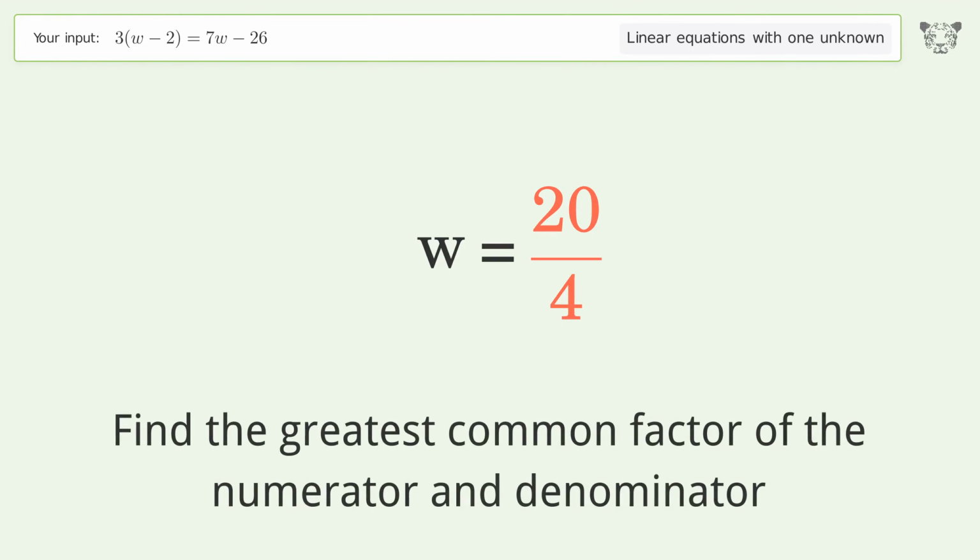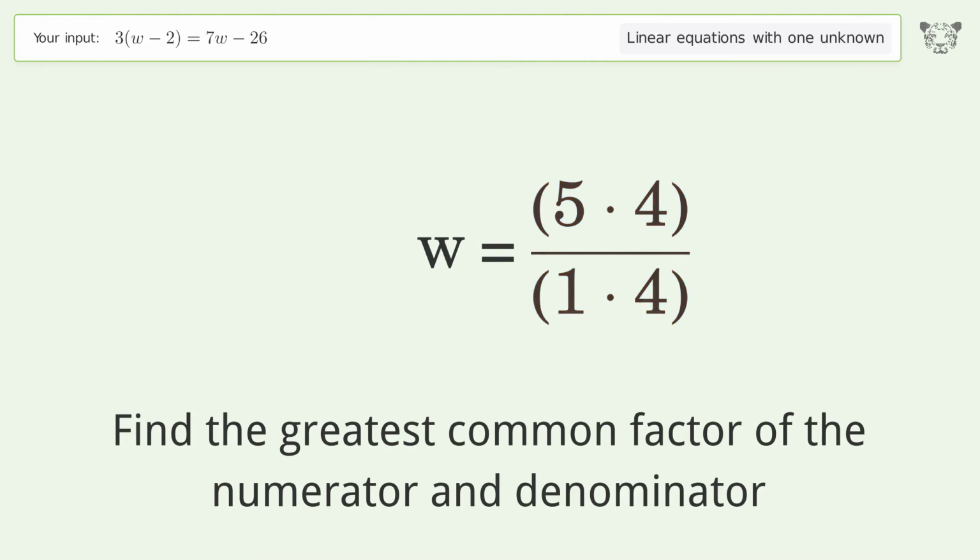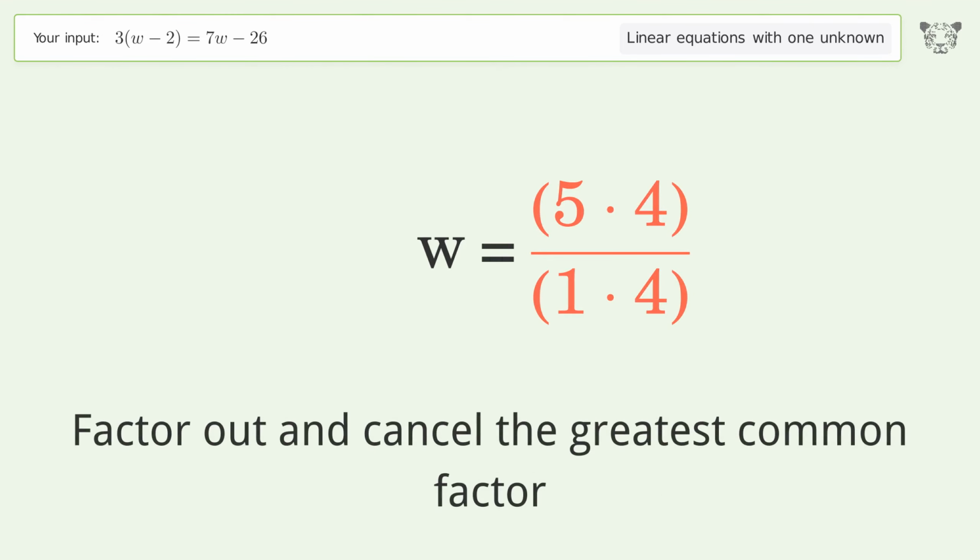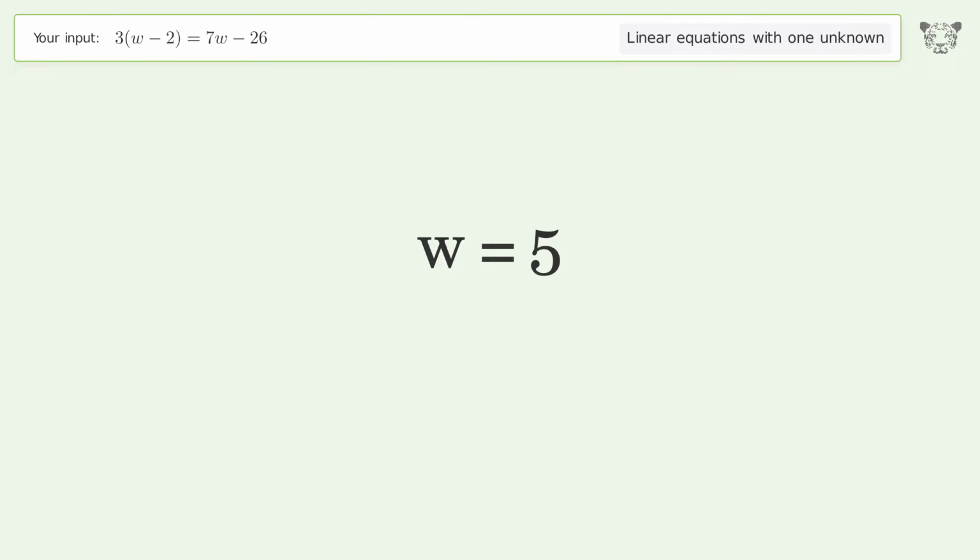Find the greatest common factor of the numerator and denominator. Factor out and cancel the greatest common factor. And so the final result is w equals 5.